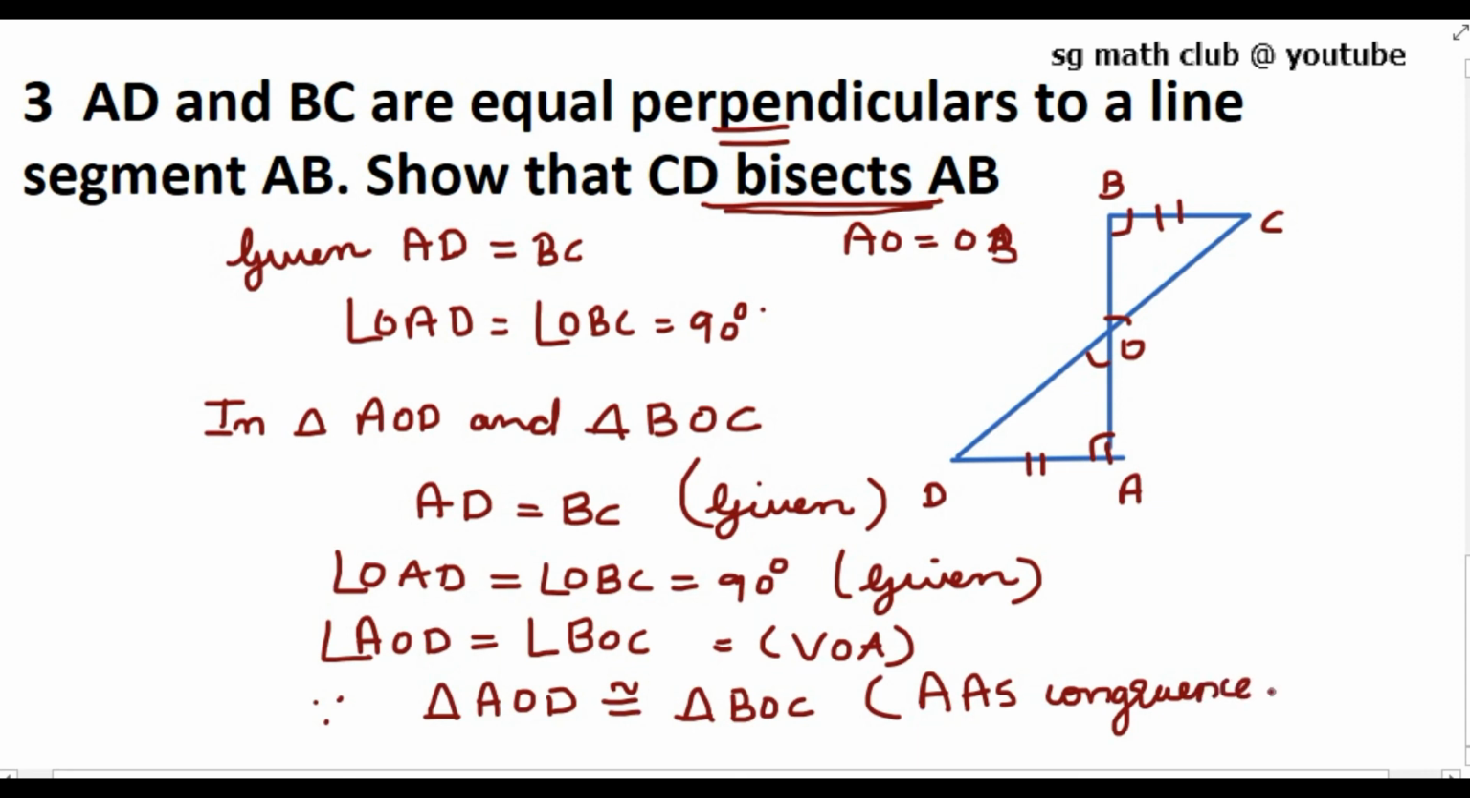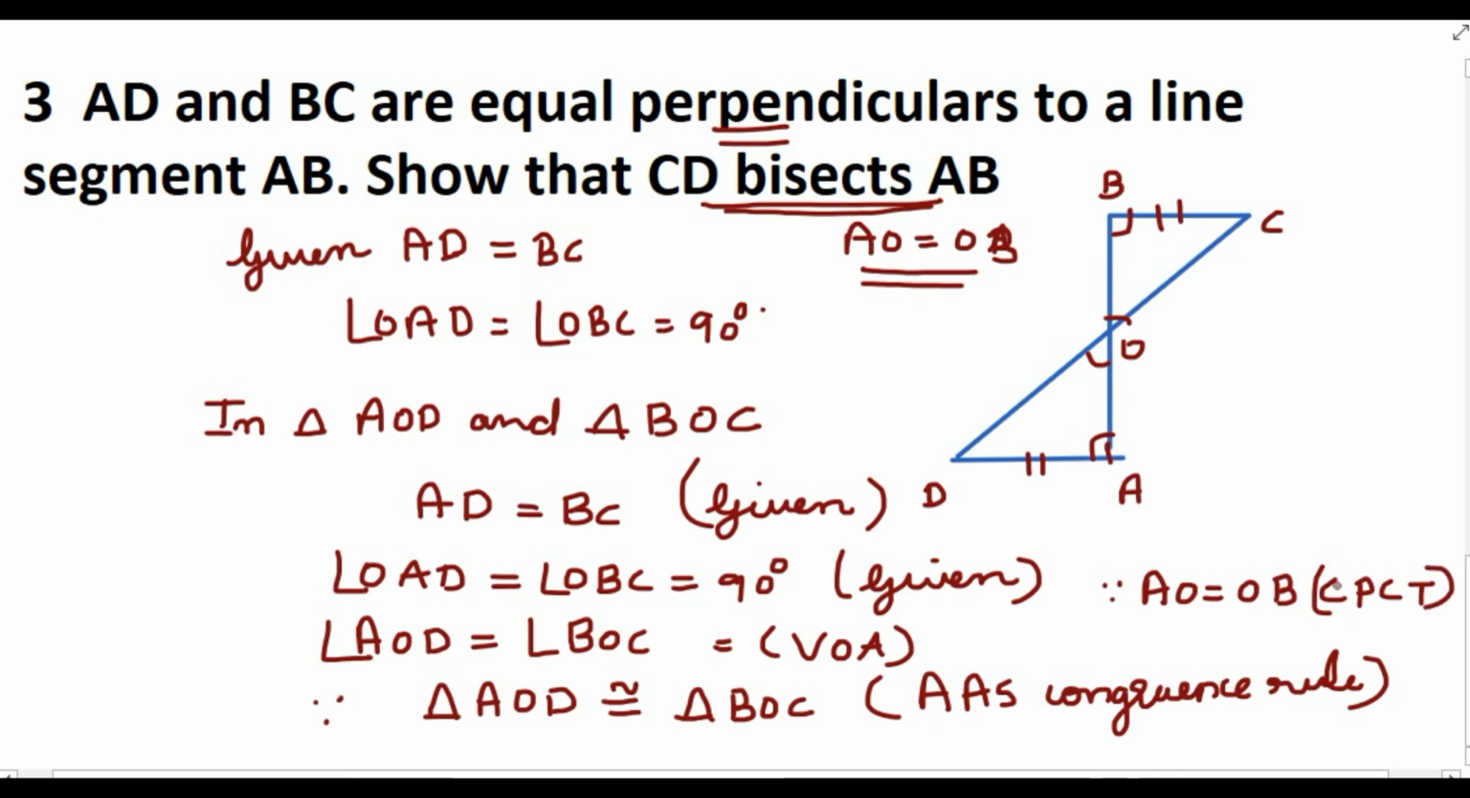These two triangles are congruent, and finally we can say that AO equal to OB because corresponding parts of congruent triangles are equal. So AO equal to OB, by corresponding parts of congruent triangles. From that we can say that CD bisects AB.